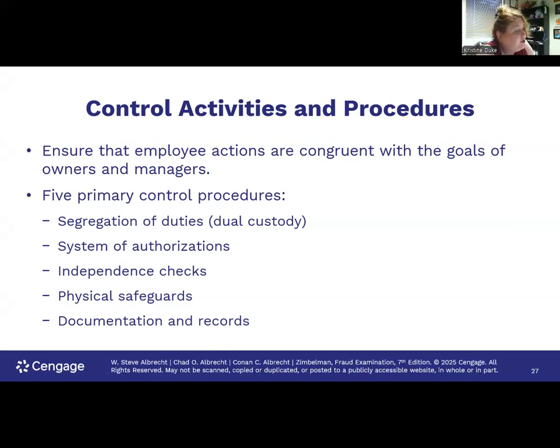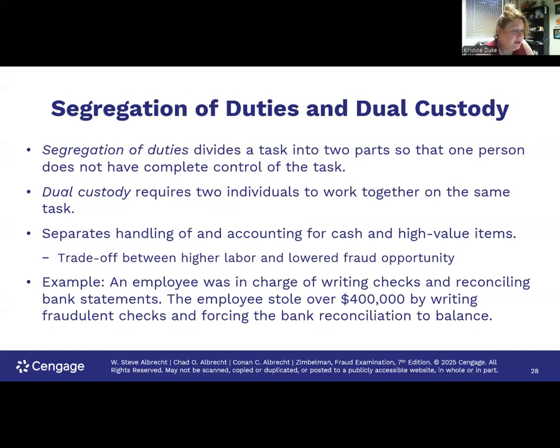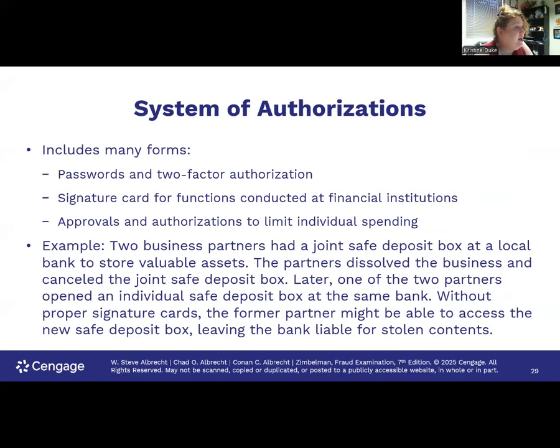Systems of authorizations, independence checks, physical safeguards, documentation, and records. So they talk about that right there. Here, somebody was writing checks and reconciling bank statements. The employee stole over $400,000 by writing fraudulent checks. If the boss would have been looking over that bank statement, they would have seen those checks being written to that accounting person.